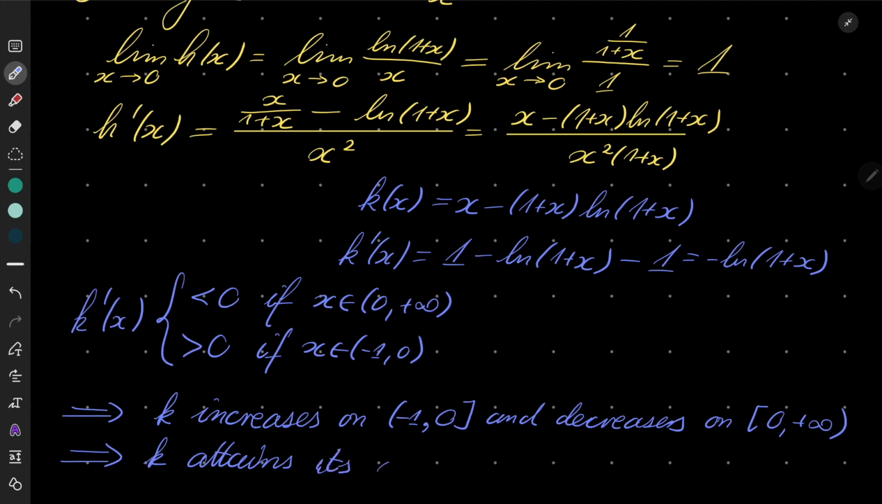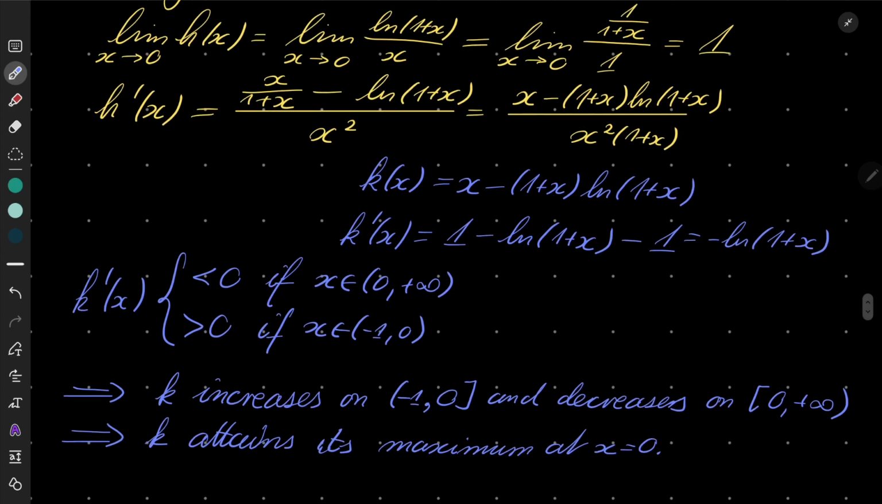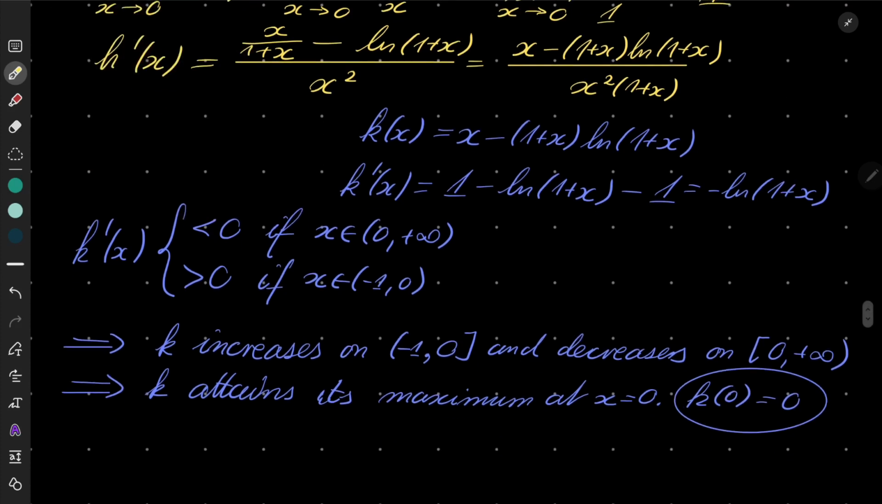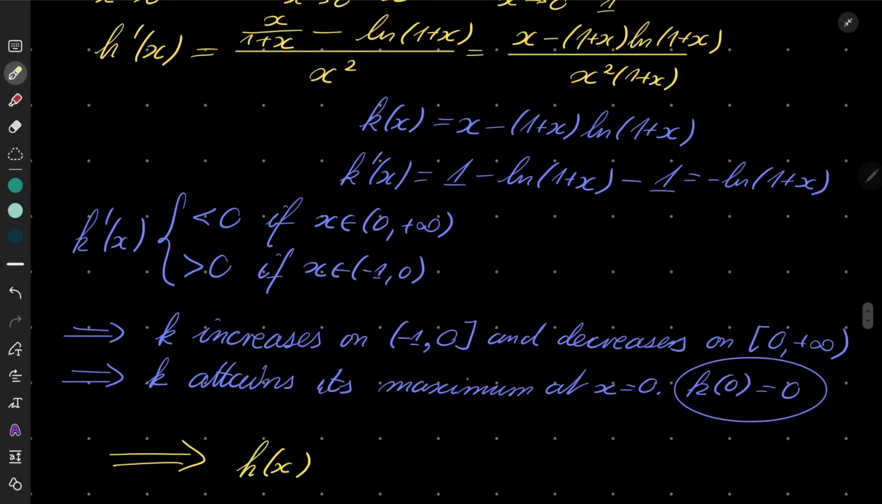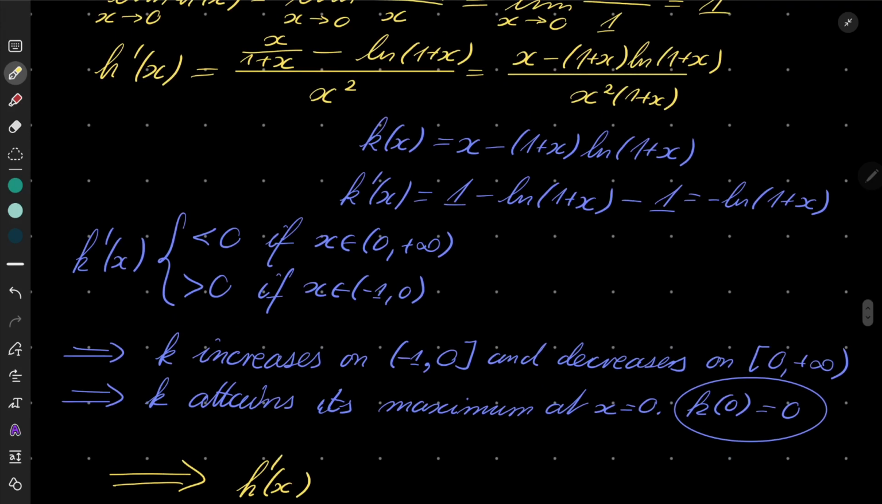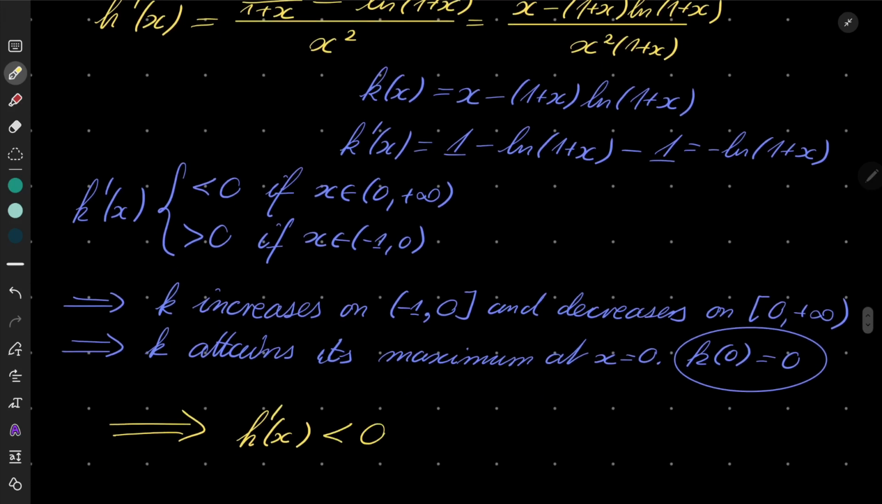Its maximum at x equals 0. And what is this maximum? Well, if I plug in, k of 0 equals 0. And remember, this is the maximum of my function. So that implies that h of x, my previous function, or rather h prime of x, is negative for x from -1 to 0 union 0 to infinity.